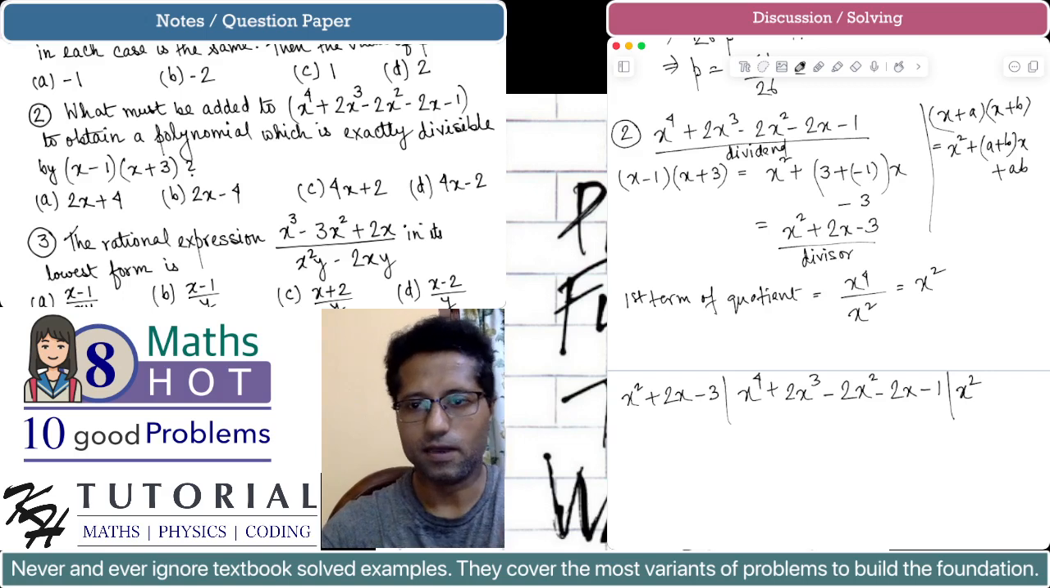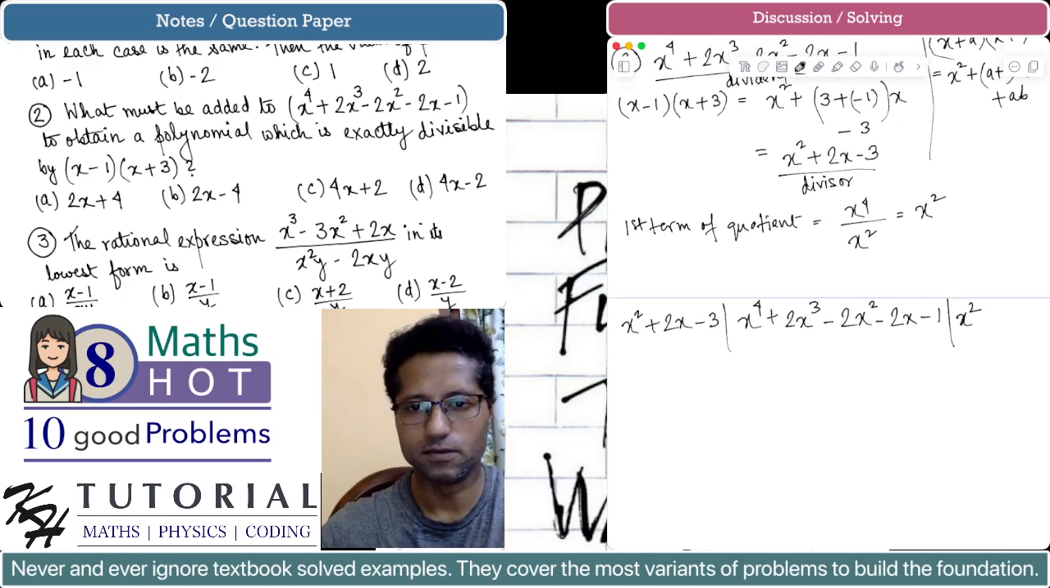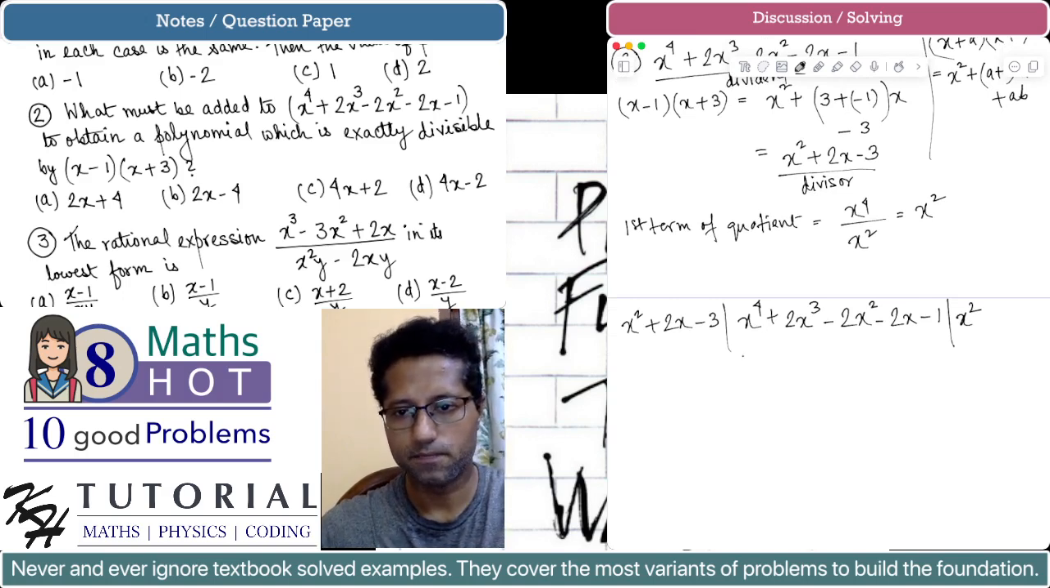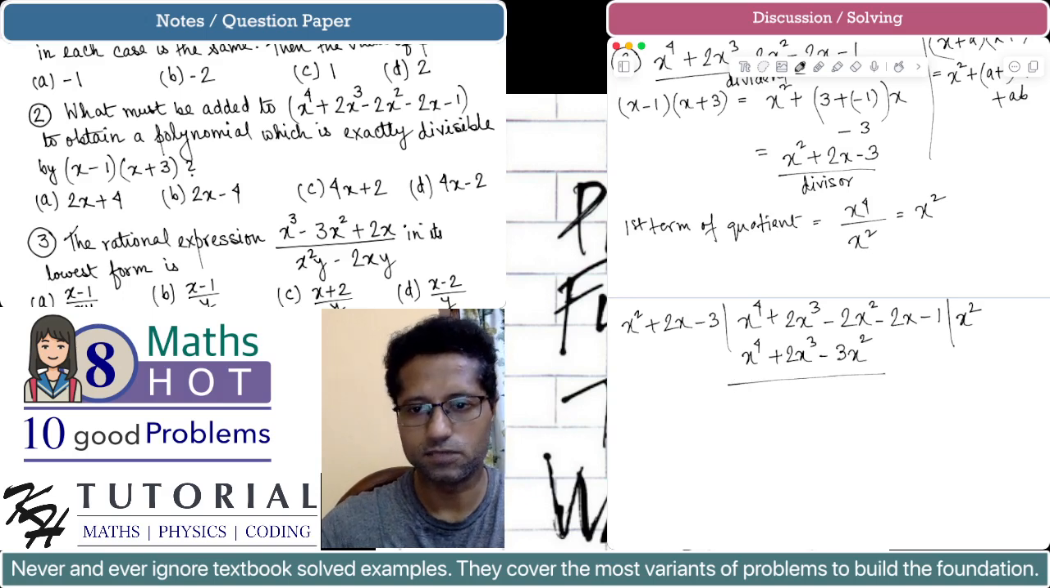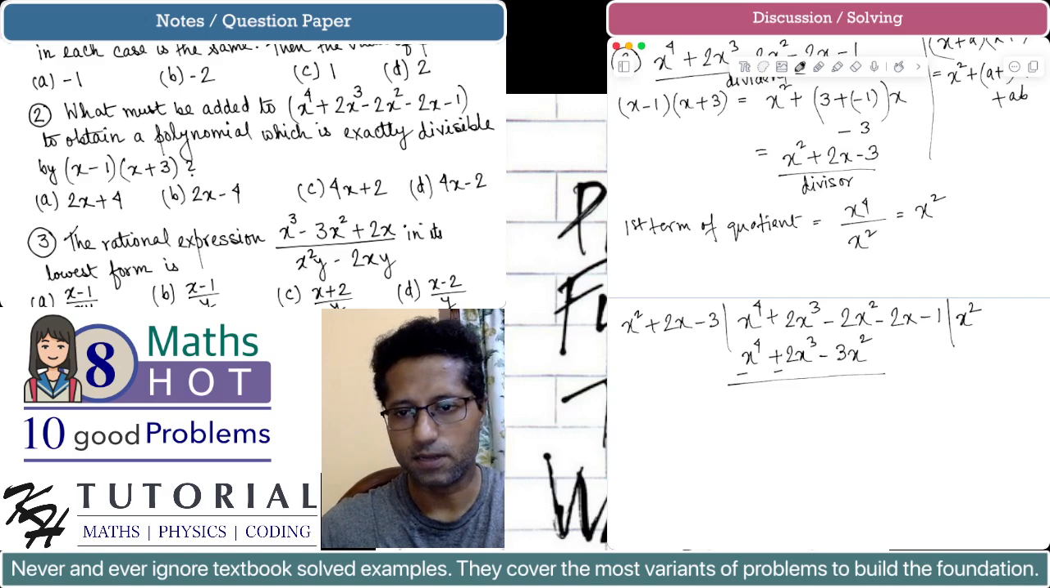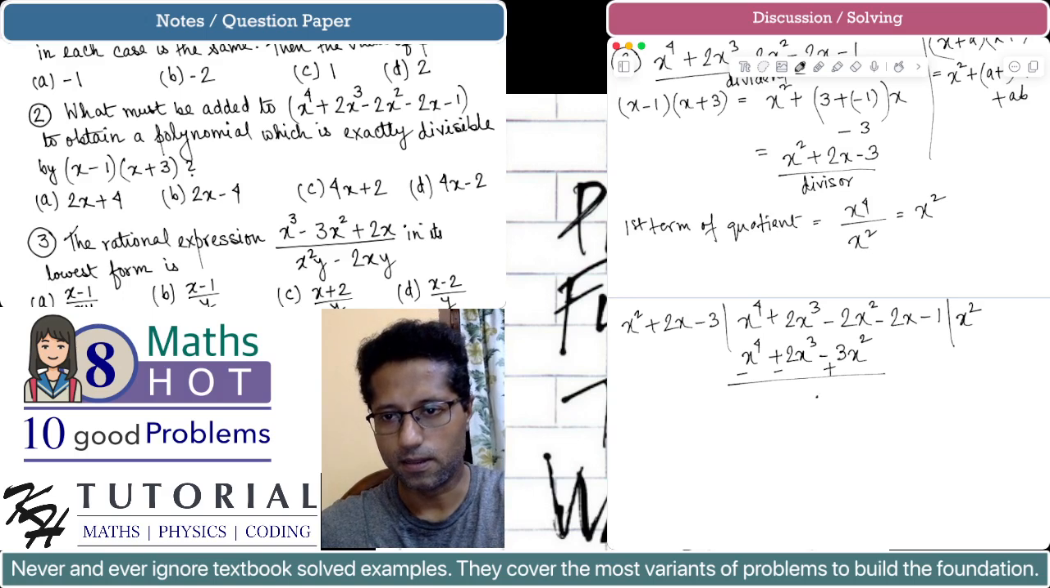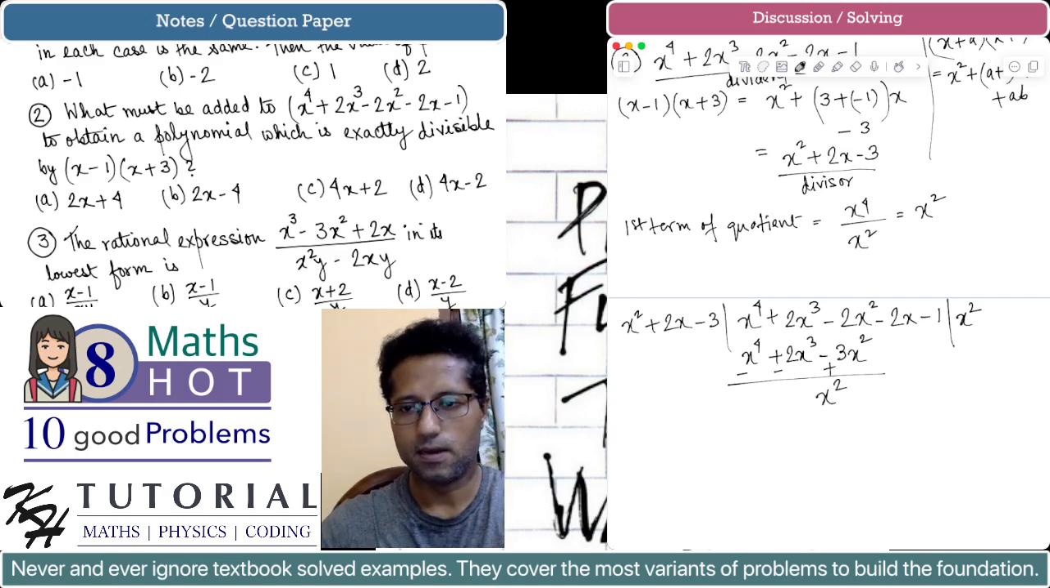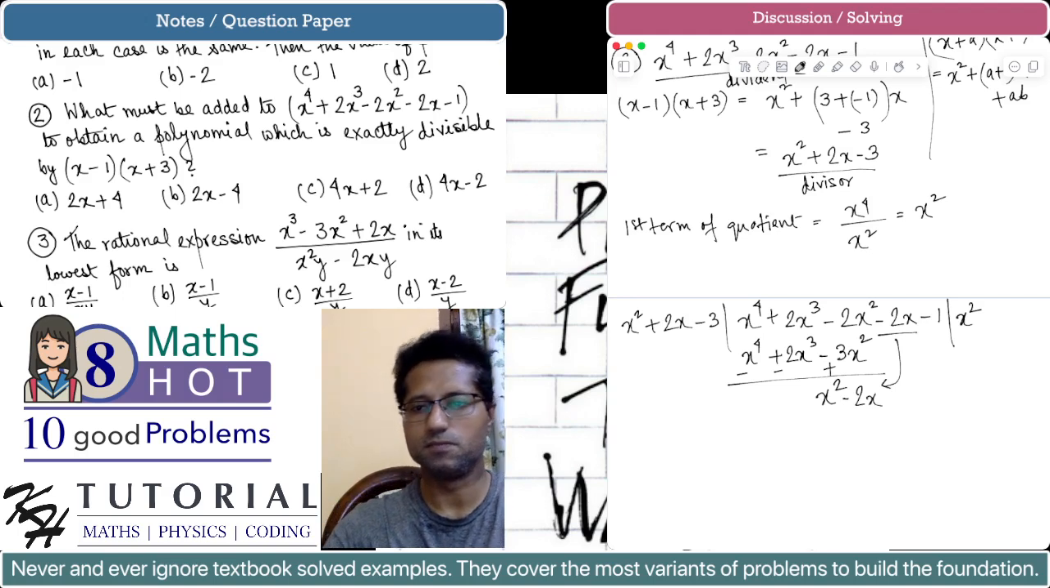Then I will find the product of the first term with the divisor and subtract that from the dividend. So the product of x square and the divisor is x to the power 4 plus 2x cube minus 3x square. I will subtract this from the dividend, so minus plus. x to the power 4 cancels out, 2x cube cancels out, and I get x square. Now I will bring down the next term, added to the remainder, and this becomes the new dividend.